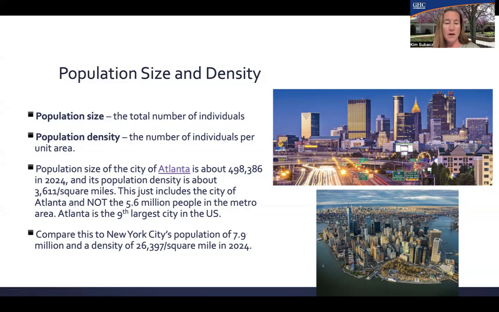The density is not too bad when you compare it to something like New York, because right now Atlanta is the ninth largest city. But if you wanted to compare it to New York, which is very large, they have 7.9 million people, and the density is crazy. I'm sure everyone knows that housing is really difficult to find in New York and outrageously expensive, and a lot of people are living in very, very tiny places. So the density there is 26,397 people per square mile in 2024 in New York City. So that's just an example as comparison.